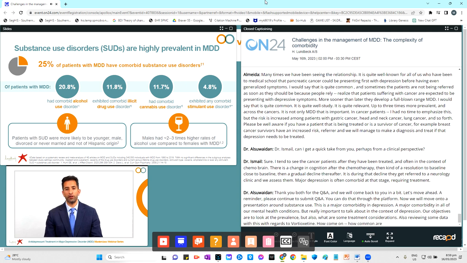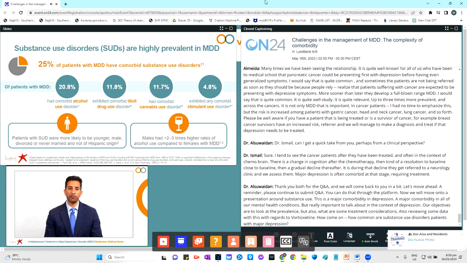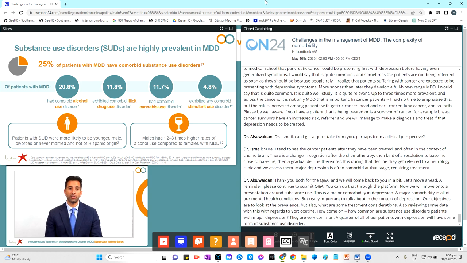Now, how common are substance use disorders in patients who have depression? The answer is they're very common. About 25% of patients, a quarter of our patients, one in every four patients that's walking into your clinic with depression will have some form of substance use disorder. The commonest being alcohol, so that's happening in about one in every five patients. Other drugs such as cannabis and stimulant use are very common.